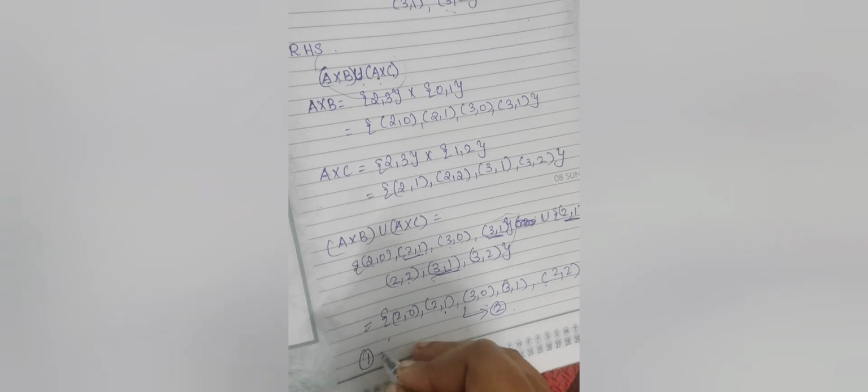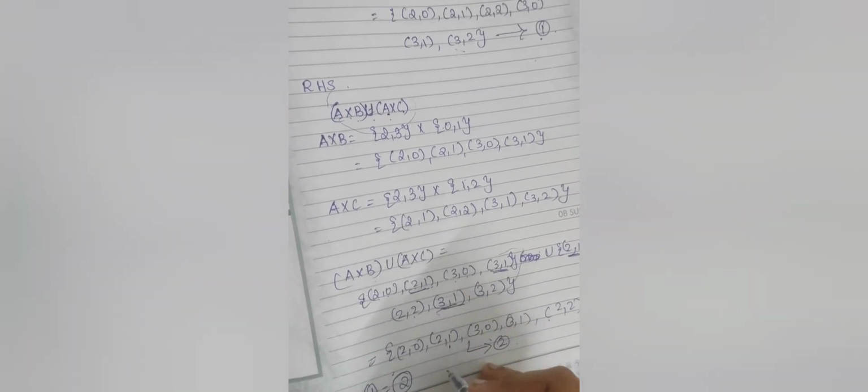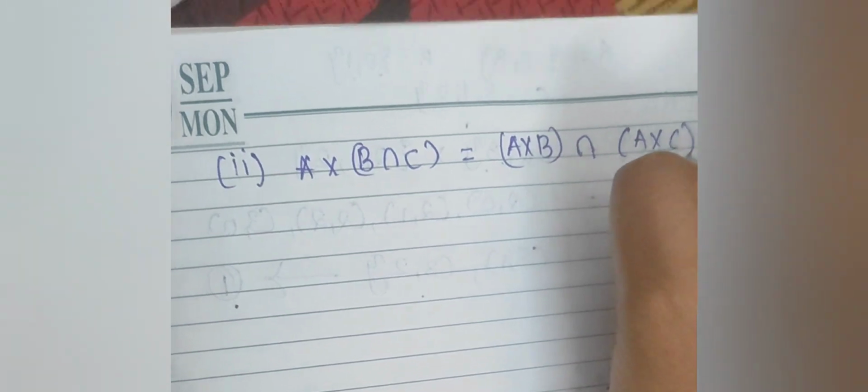So check whether equation number 1 is equal to equation number 2. (2, 0), (2, 1), (3, 0), (3, 1), (2, 2), and (3, 2). So equation number 1 is equal to equation number 2, isn't it? Therefore, A cross (B union C) is equal to (A cross B) union (A cross C). Next, we have to find A cross (B intersection C) is equal to (A cross B) intersection (A cross C).